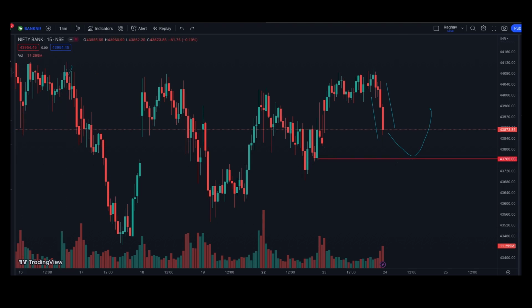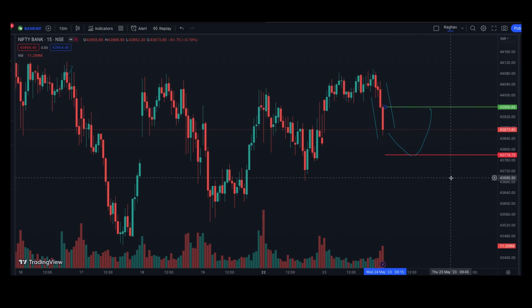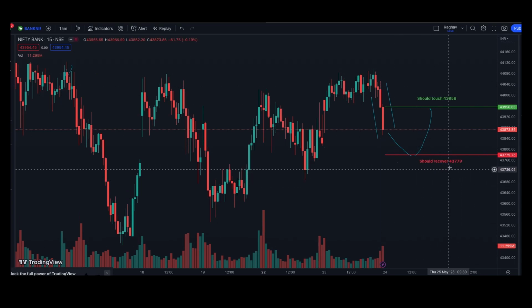So I will again draw a resistance zone for this particular Nifty Bank, and as we see, this particular 43,956 will be the trading resistance range for tomorrow, and 43,779 will be the support zone for tomorrow in Nifty Bank. We will also make a note of this again. So as you see, we have made a note of both the resistance and support zones. So I hope these will be the resistance and support levels for tomorrow.